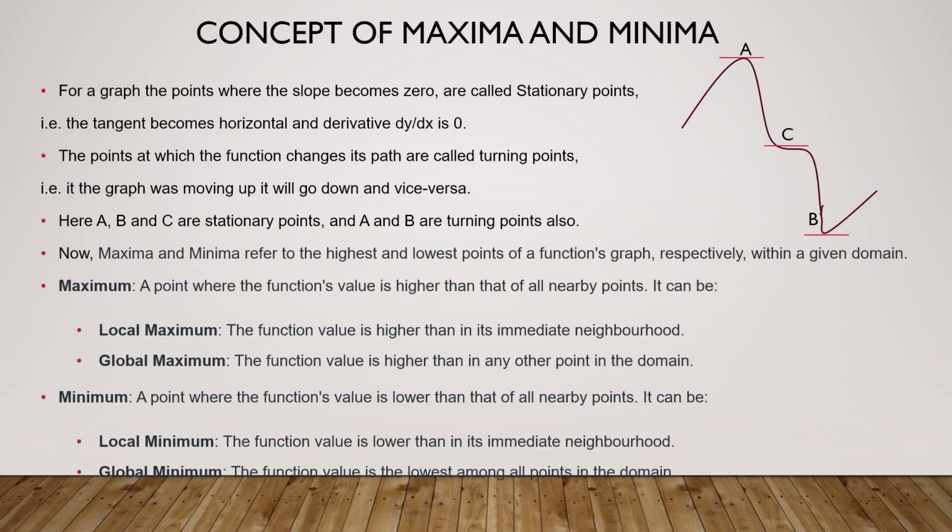Now before going to the exact definitions, this is an important concept. Let us understand what you mean by maxima and minima for a function. Now for a graph, the points where the slope becomes 0 are called stationary points. Remember, slope means your derivative. So the point at which the derivative or the tangent, we have seen in the previous video that the slope is the derivative or it is the tangent. So, for a graph, the points at which the slope becomes 0 are called stationary points. That means the tangent becomes horizontal and the derivative is 0.